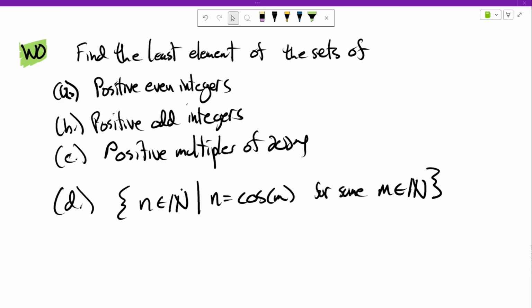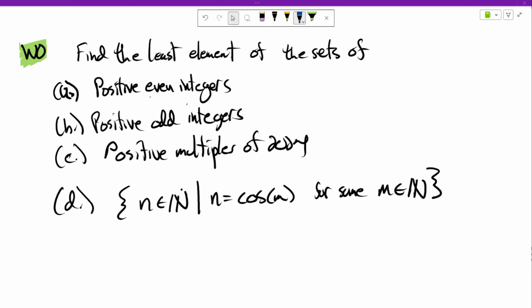This next example of the well-ordering principle, we're going to do a couple of somewhat straightforward examples, and then a non-straightforward example, which explains a little bit why one of the hypotheses is necessary. So we're looking for the least element of the following four sets. So in each set, we want to find the least element.